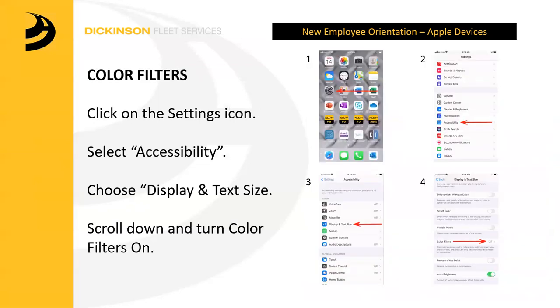Finally, for those of us that may be colorblind, red-green colorblind that is, you can go through and set your color filters to adjust anything that you may need to make your life a little easier. You'll click on the settings icon, looks like a gear, then you'll click accessibility. Next, you'll choose display and text size. Finally, you'll scroll down and turn on your color filters.